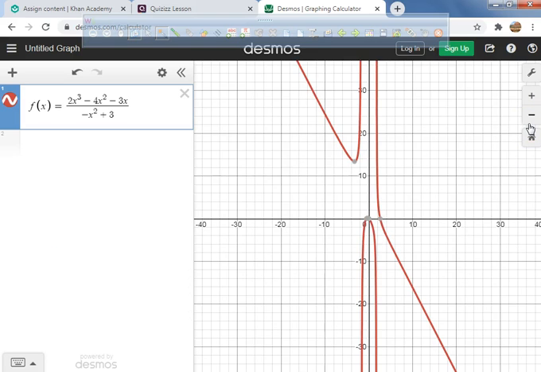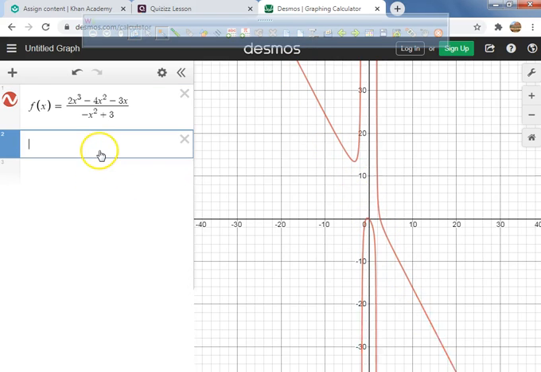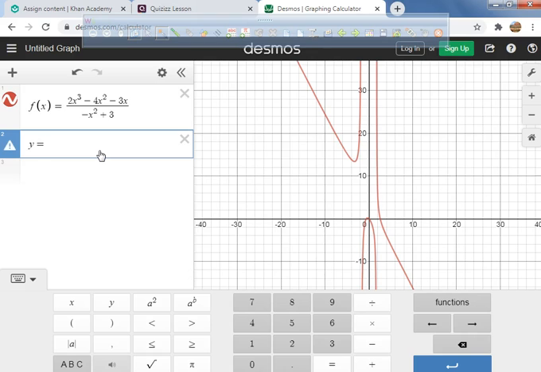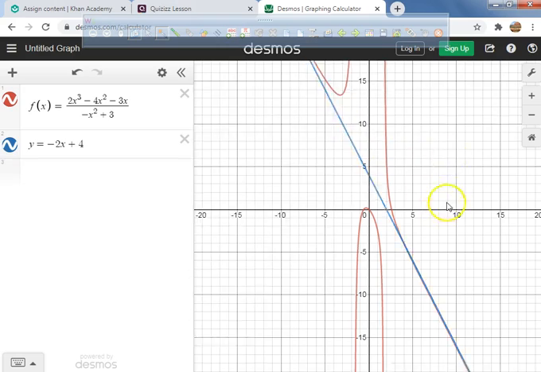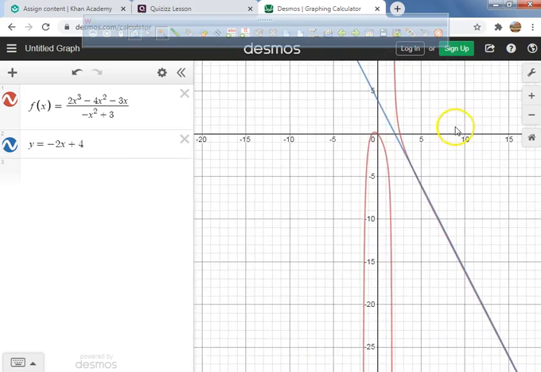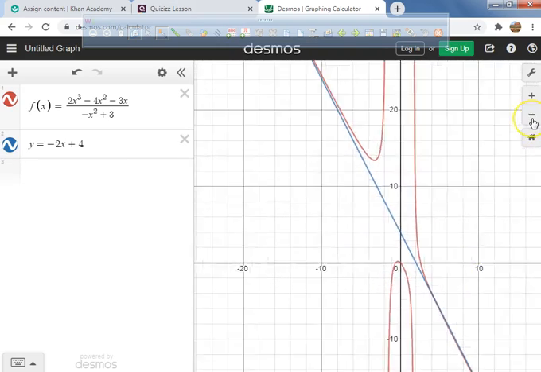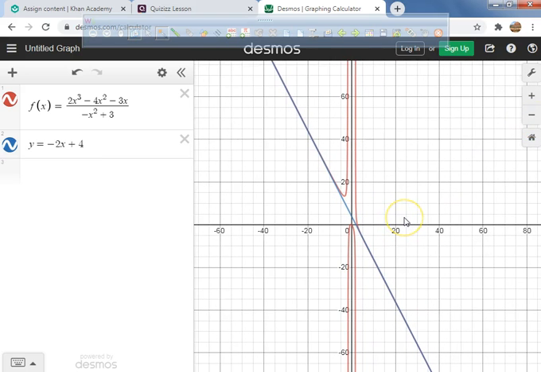This is a funky looking graph. Can you guys see how the slant asymptote would come down right here? Now we said our slant asymptote was y equals, what did we come up with? Negative 2x plus 4. Look at that. See how that fits right along that graph? Everybody see that? There's the slant asymptote right there.